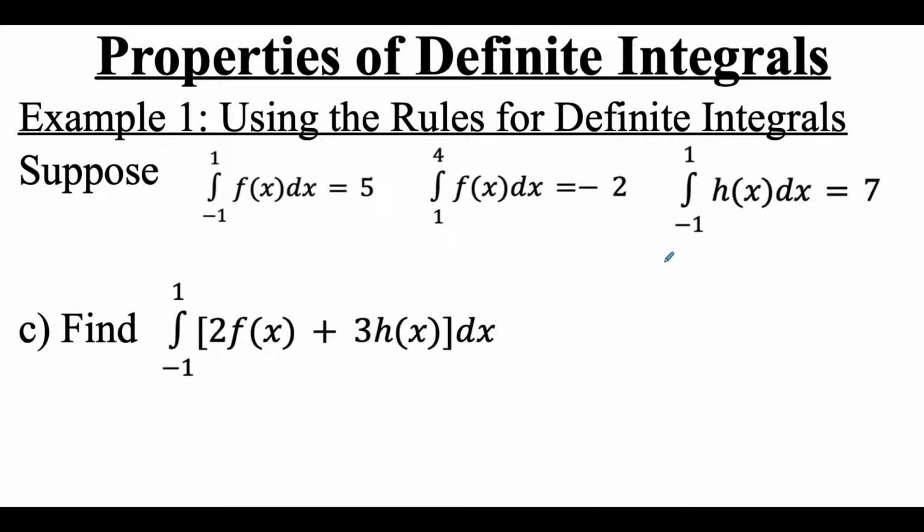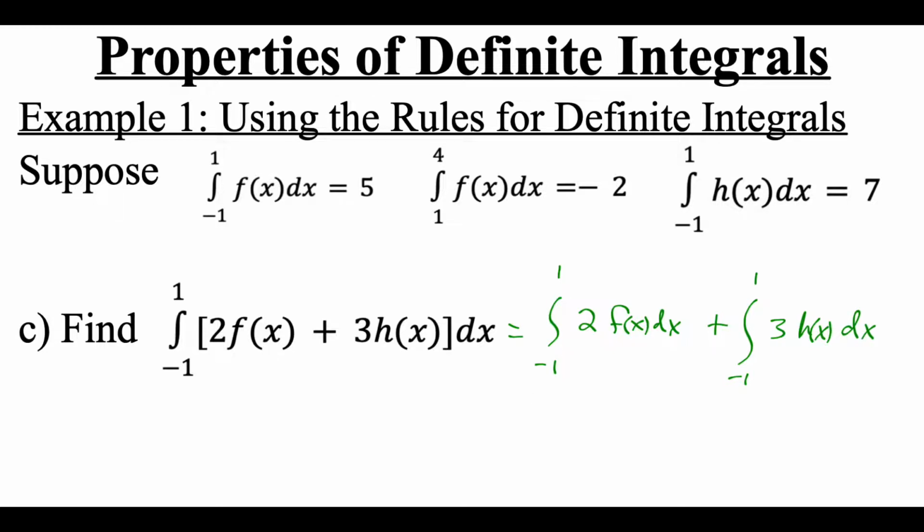Next example we're looking at here, we're going to take the integral from -1 to 1 of 2 times our function f of x plus 3 times our function h of x. Now there's a couple of things going on in here. The first thing I'm going to do is split up this addition in our integral. So I'm going to split this up into two separate integrals, one of them dealing with 2 times our function f of x, but then we're going to add on the integral of our function 3h of x, so we can separate that addition out using that addition property.